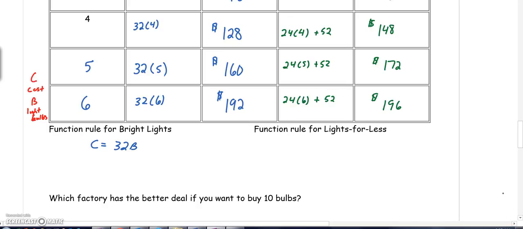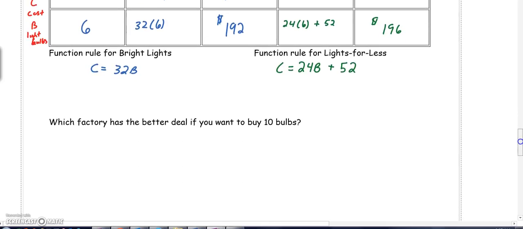Function rule, Lights for Less. So in my Lights for Less, I have cost equals, each bulb is $24, plus it's $52 to ship the bulbs for each order. So let's look at our function rule to figure out which company is going to have a better deal if I buy 10 light bulbs.